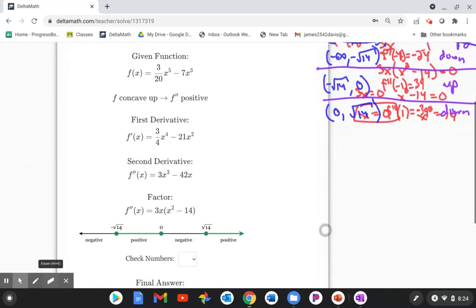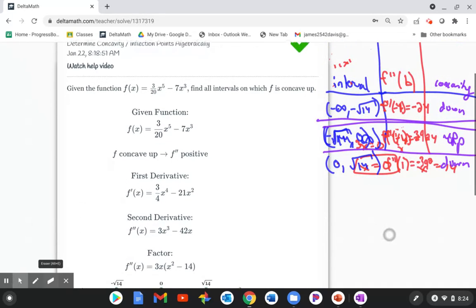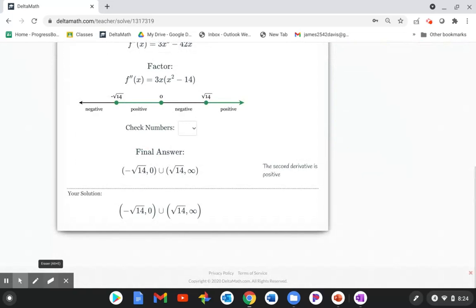So you can see here, they did just a little number line type deal. But again, I prefer the table because we're going to end up putting a lot of information on these tables. So see it there. All right. Let's go ahead and do the next one.